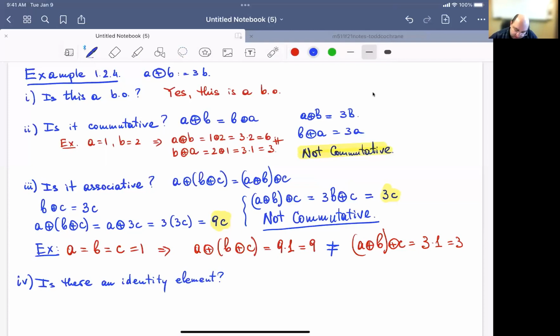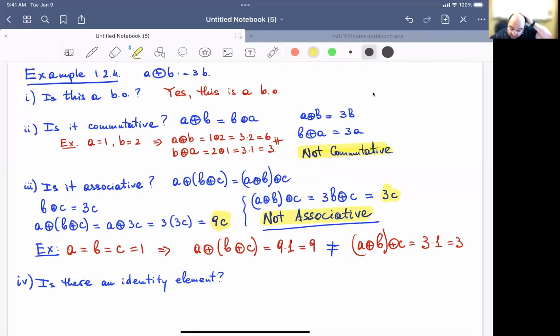So that means the result is not, sorry, I was to say here, not associative. Okay, so the associativity fails as well.